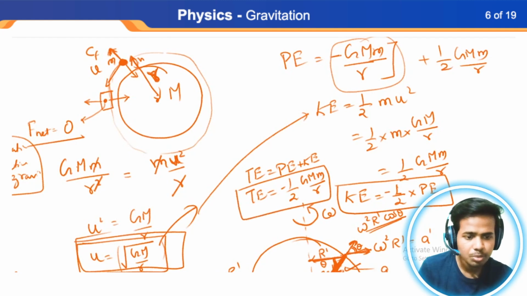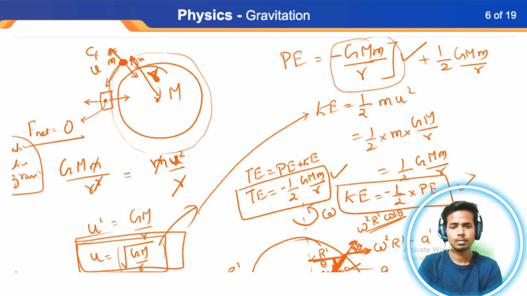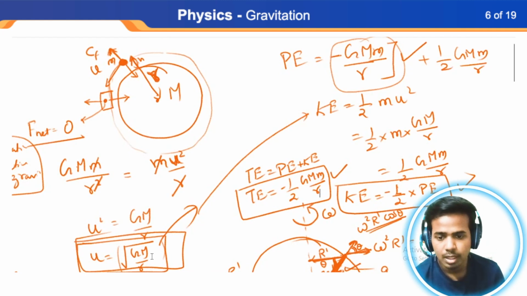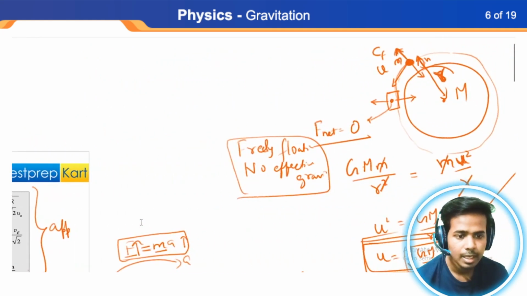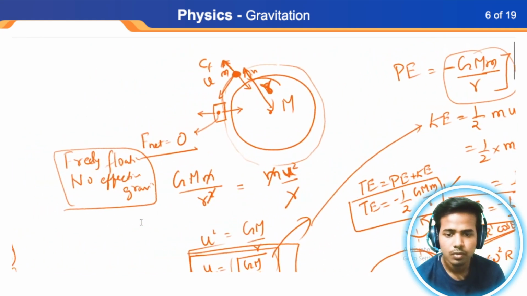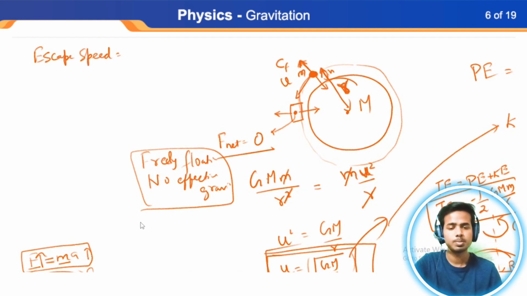These three things you must have in mind. It is sometimes asked straightforwardly. So these are the things that we need to discuss about the satellite. And there is another thing which is very small, the escape velocity, or it is also called escape speed. How do you find escape speed? Or first of all, what is escape speed?